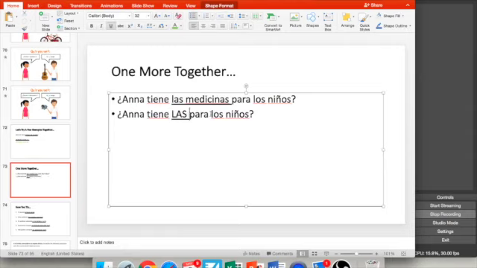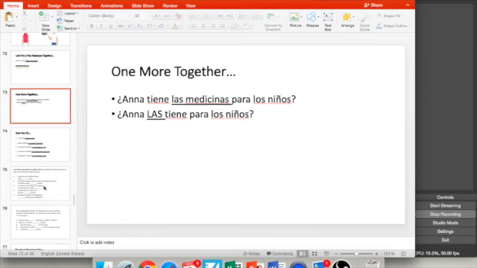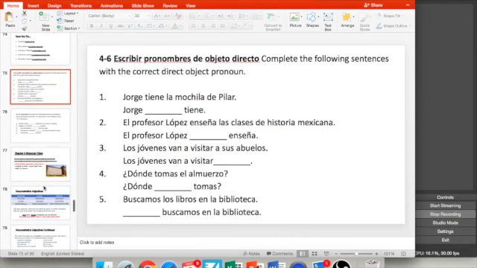So if I just rewrite my sentence, it looks like this: Ana tiene las para los niños. That can't be right because in this case, our direct object pronoun has to come before our conjugated verb. So we're going to take our las and put it before tiene, our conjugated verb. And we get Ana las tiene para los niños. Does she have them for the children? Okay, so a few examples for you to try that work the same way.